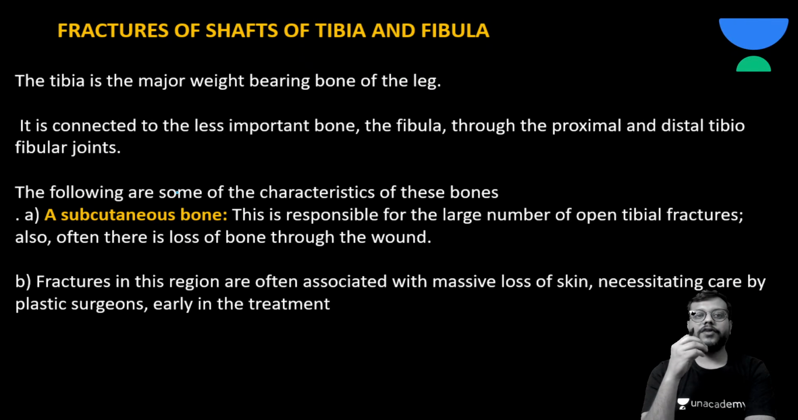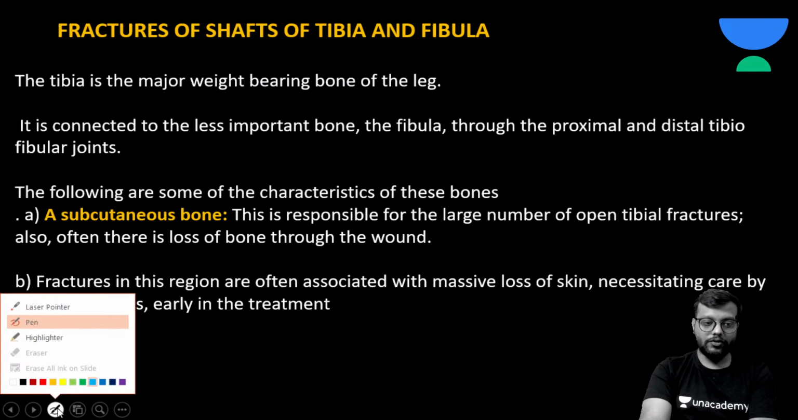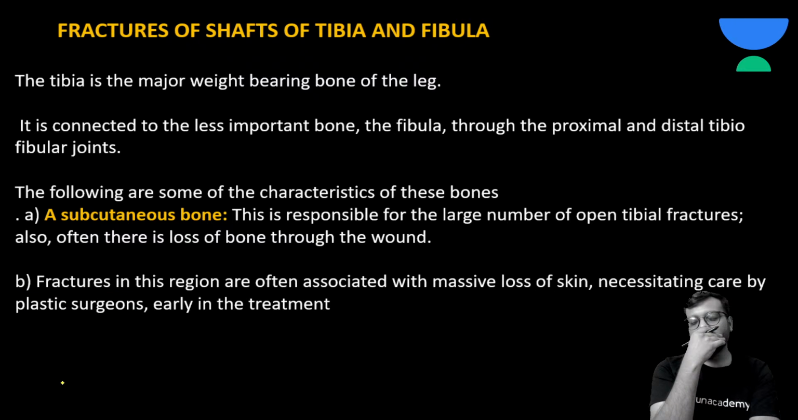Now we'll come to the fractures of shafts of tibia and fibula. Like fractures of both bones of the forearm, fracture of the radius along with the ulna is very common. Similarly, fractures of the fibula along with the tibia are also very common, and so it is called fractures of both bones of the leg. Another important point is that these fractures are very common, especially in road traffic accidents, like the bumper injury and all.